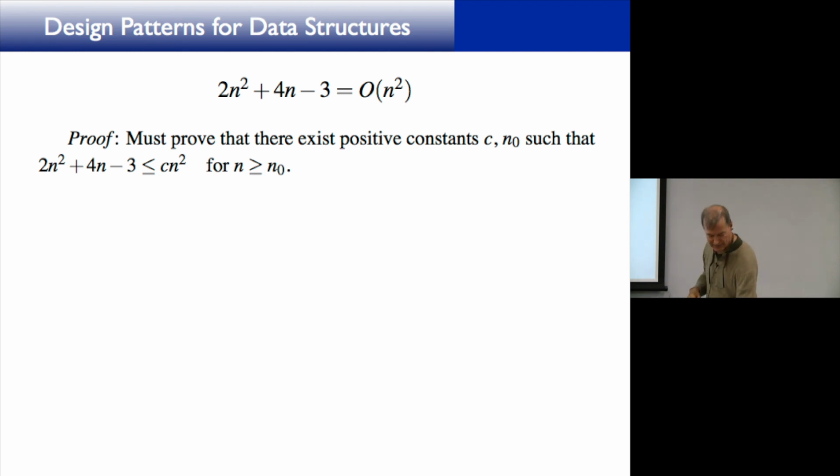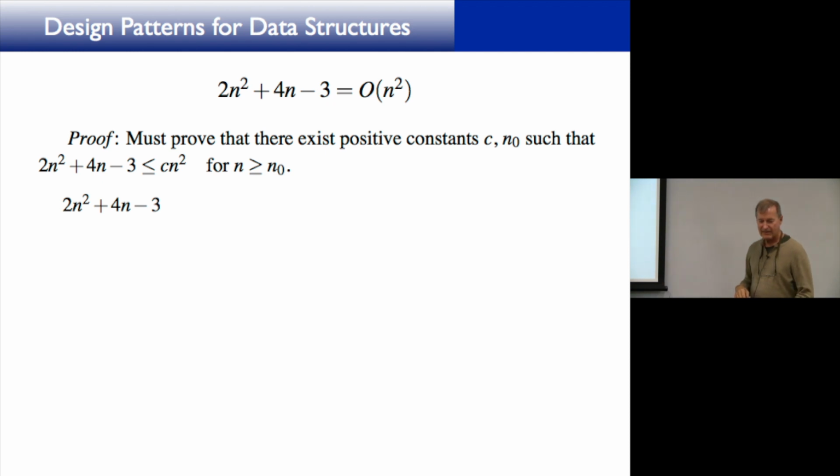Okay, so here it is. Here's the statement we have to write down. Let's prove there exist positive constants c and n naught such that 2n squared plus 4n minus 3 is less than or equal to cn squared for n greater than or equal to n naught. Are we good? And what side do we start with? Left-hand side. So 2n squared plus 4n minus 3.